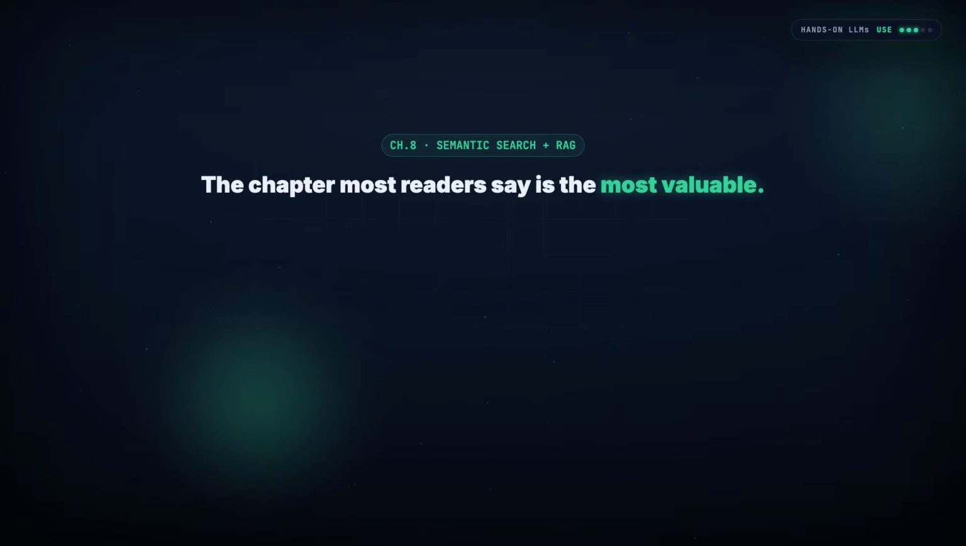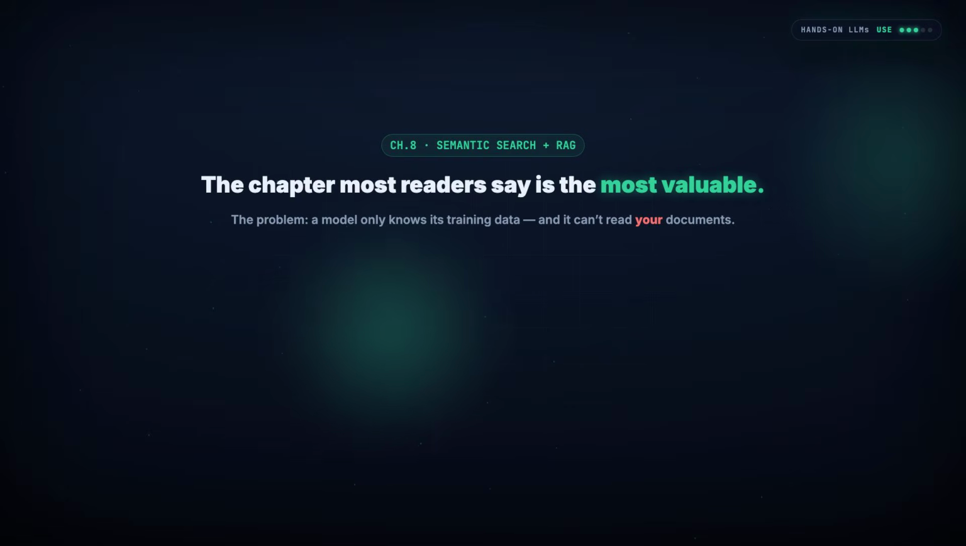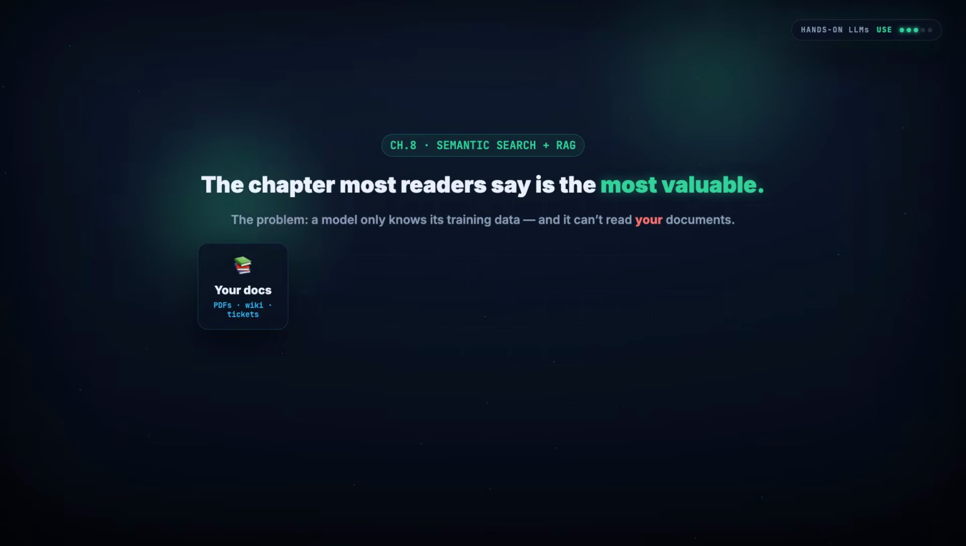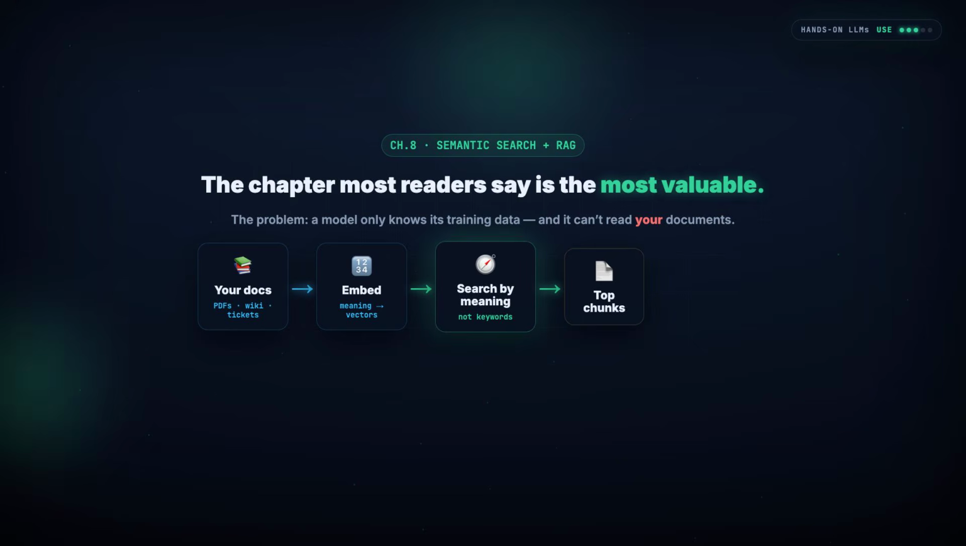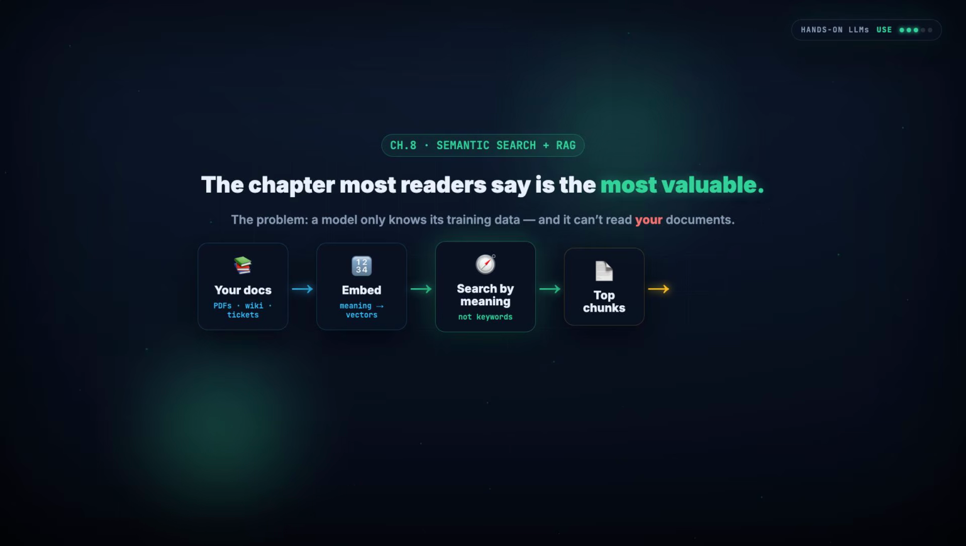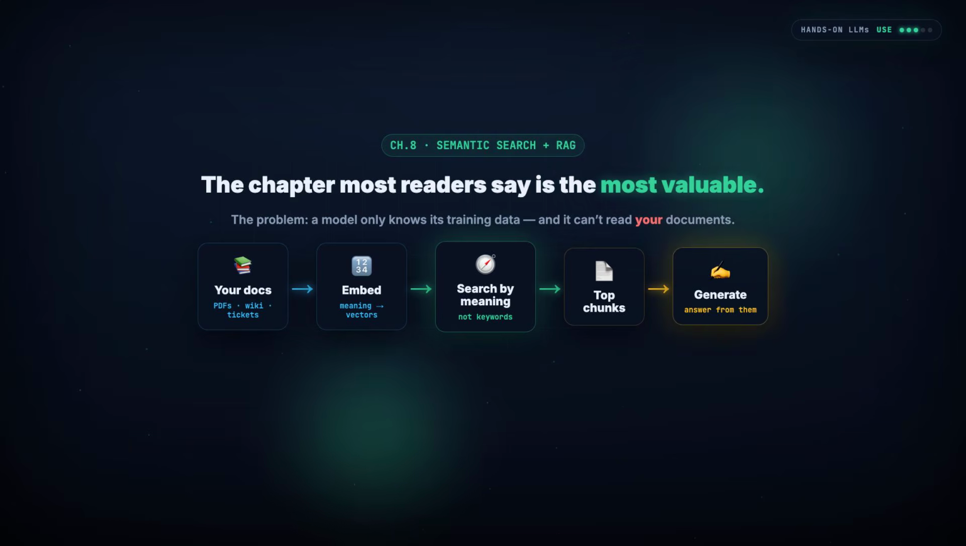Chapter 8 is, for a lot of readers, the most valuable chapter in the entire book. Semantic Search and Retrieval Augmented Generation, or RAG. Here's the problem it solves. A model only knows what it was trained on, and it can't read your private documents. RAG fixes that. First, you take all your documents and turn them into embeddings.